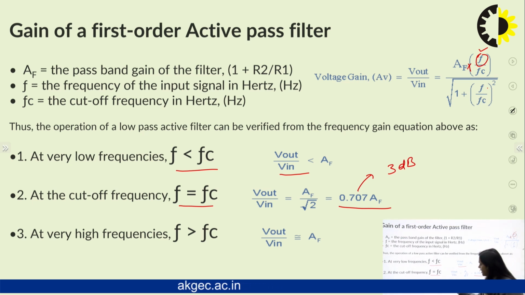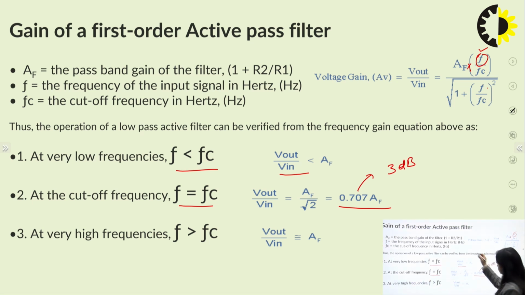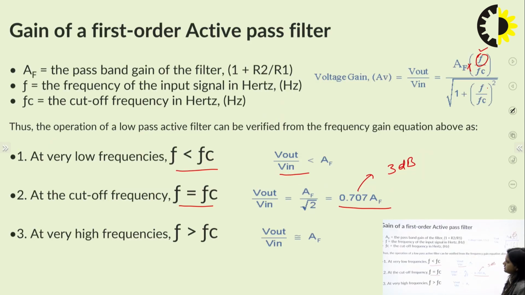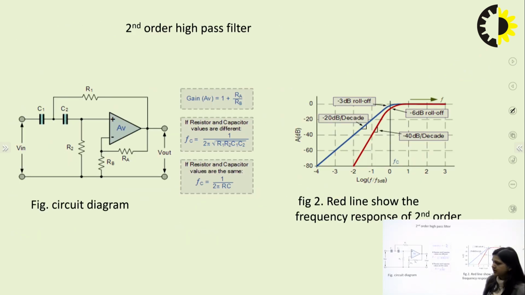And at very high frequency, you can put the high frequency in this formula, and you can see Vout upon Vin is almost equal to AF. From these explanations, we can see that this graph can be achieved. So this is the graph for the high pass filter. This is the second order filter design.